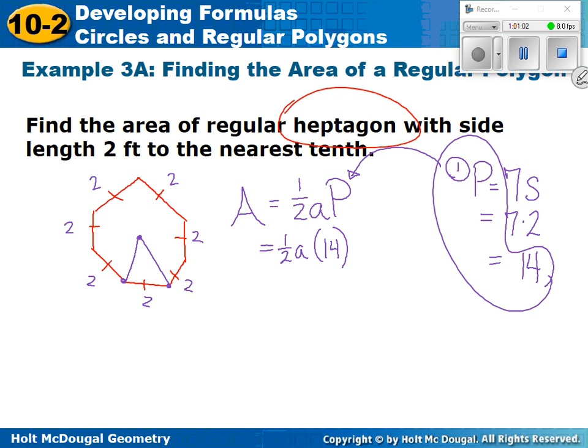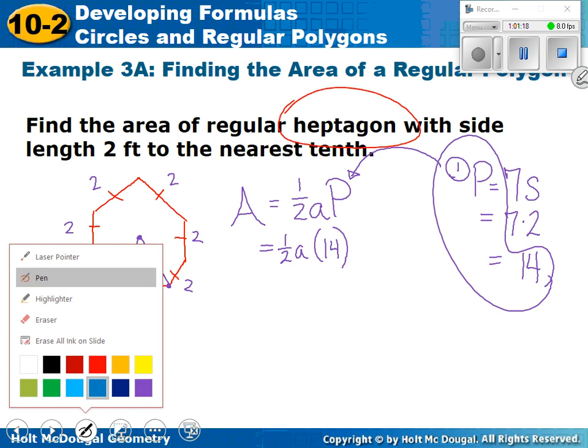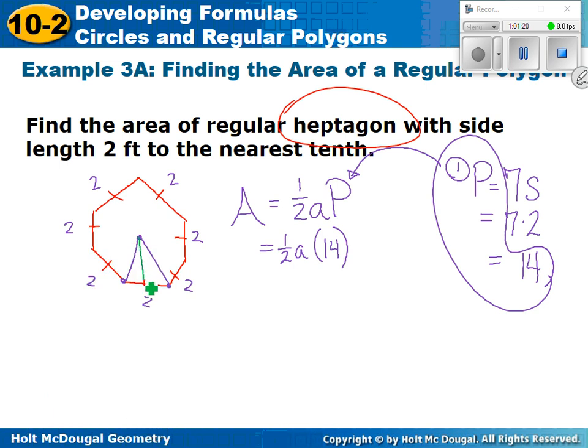Not too bad so far, agreed? Okay, the next thing we have to do is focus in on our one triangle to try to find the apothem. Remember, the apothem is just basically the height of your triangle. So we're going to focus in on this one triangle. We're going to draw in our apothem. Use a different color. So draw in your apothem.